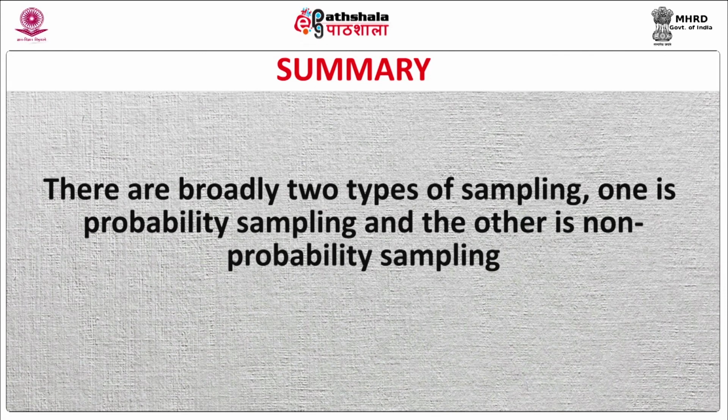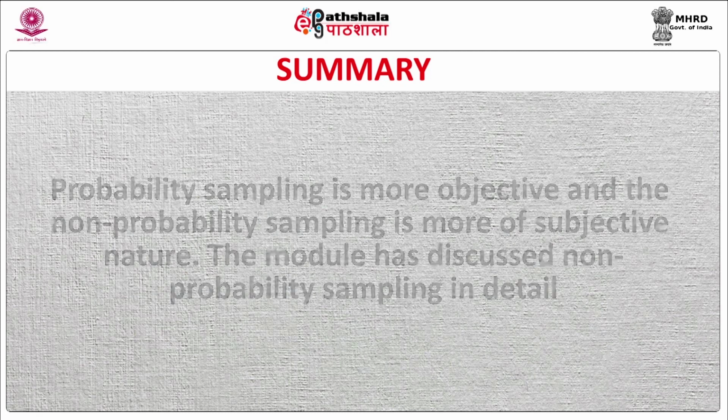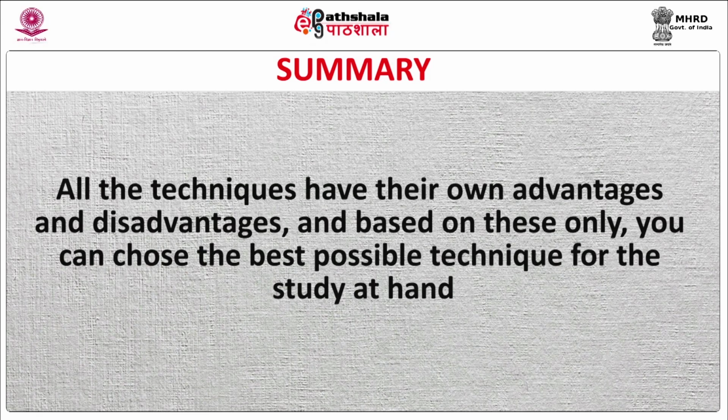There are broadly two types of sampling. One is probability and the other is non-probability sampling. Probability sampling is more objective and non-probability sampling is more subjective in nature. The present module has discussed non-probability sampling in detail. There are different types of non-probability sampling, like convenience sampling, judgmental or purposive sampling, snowball sampling, quota sampling, and consecutive sampling. All of the techniques have their own advantages and disadvantages, and based on these only, you can choose the best possible technique for the study at hand.